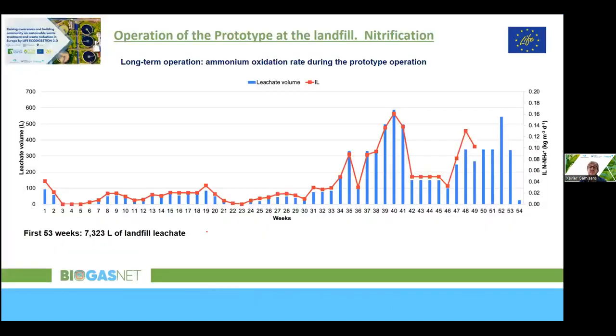Well, and some few results. As I said, we have been operating this prototype here for 1 year. This is the amount of leachate we have been treating. The maximum amount of leachate treated was almost 0.6 cubic meters per week. You might take into account that this is just a prototype. We are not treating all the biogas in the system, only a part of it.